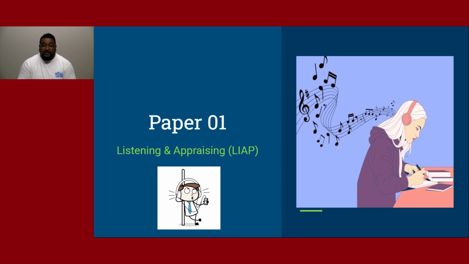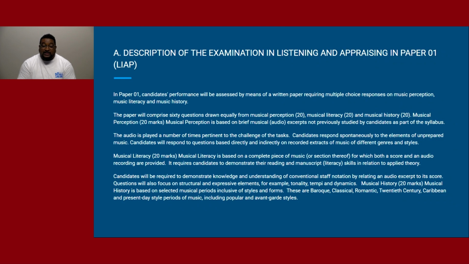So there we go. Our Paper 1 is the LIAP, or Listening and Appraising, according to CXC standards. In this paper, you are given 60 multiple choice questions, in 3 sections, and each has to do with listening to audio samples and relating the answers to the scores presented. The paper comprises 60 questions drawn equally from music perception, 20, music literacy, 20, and music history, 20.